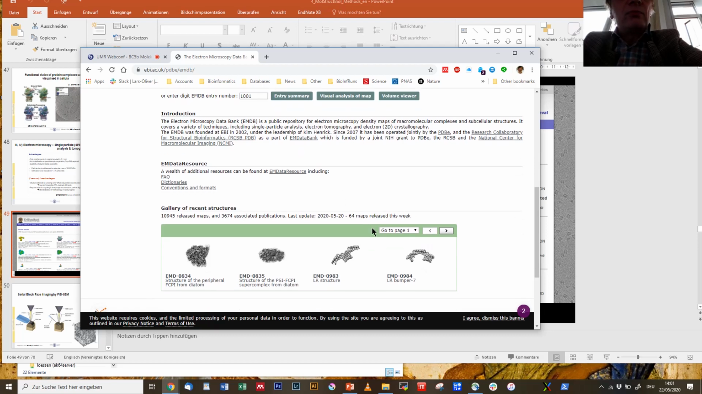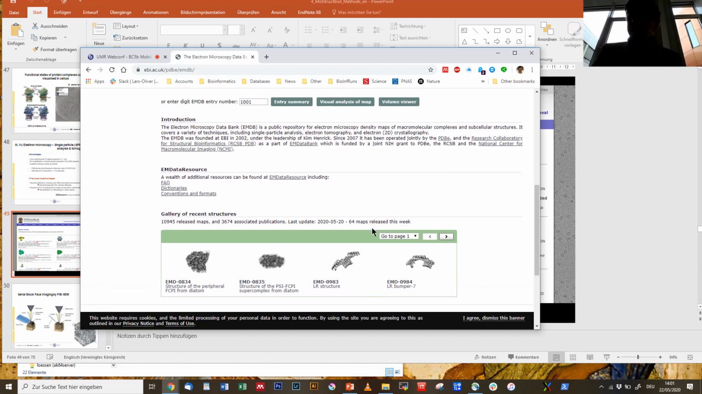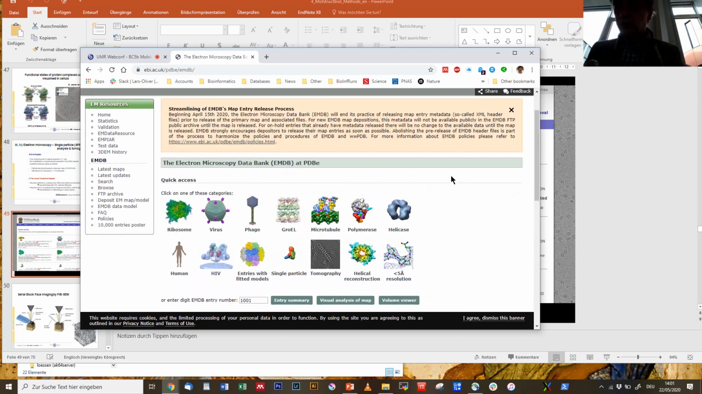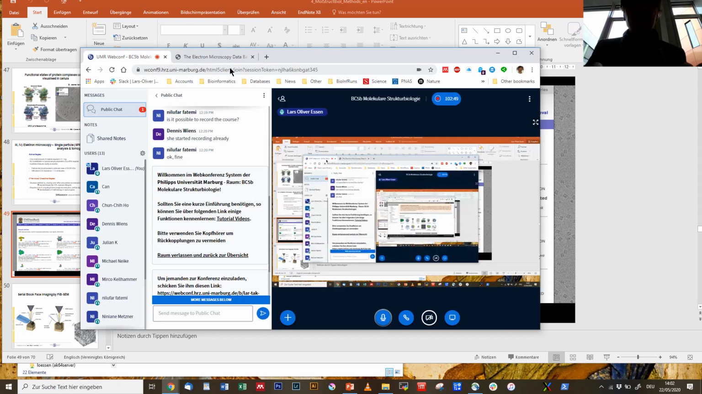3,674 associated publications. So you see, in these 7 years, we now have more than sevenfold as many entries as we had in 2013. That means the number of structures is rapidly going up because the wet labs, the biochemical laboratories, have accumulated many samples in the past that could be solved neither by X-ray crystallography nor by NMR spectroscopy and have been left for cryo-EM. So let's see what the future brings. Thanks a lot for your attention.